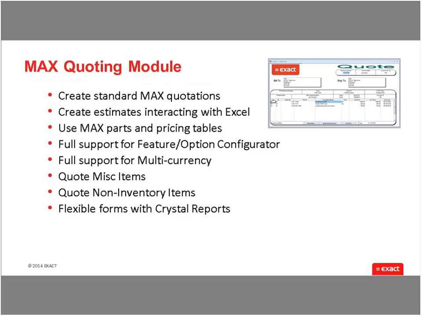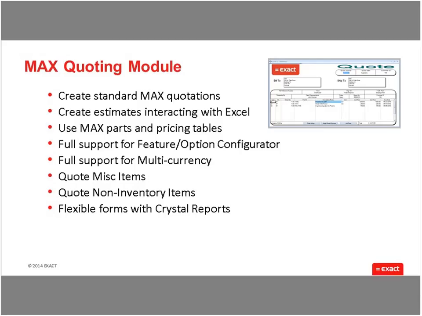The Max Quoting Module allows you to create standard quick quotes, and it also allows you to create more complex estimates where you can drill down to interact with Excel for bills of material and routing information, and even include items that are not in your Max Item Master onto an estimate. For those parts already in Max, it will fully utilize the Max part sales information to pull in part pricing and schedules, standard discounts already established within your Max Sales Order Processing module. And the Max Quoting Module has full support for both feature option configured products and for multi-currency.